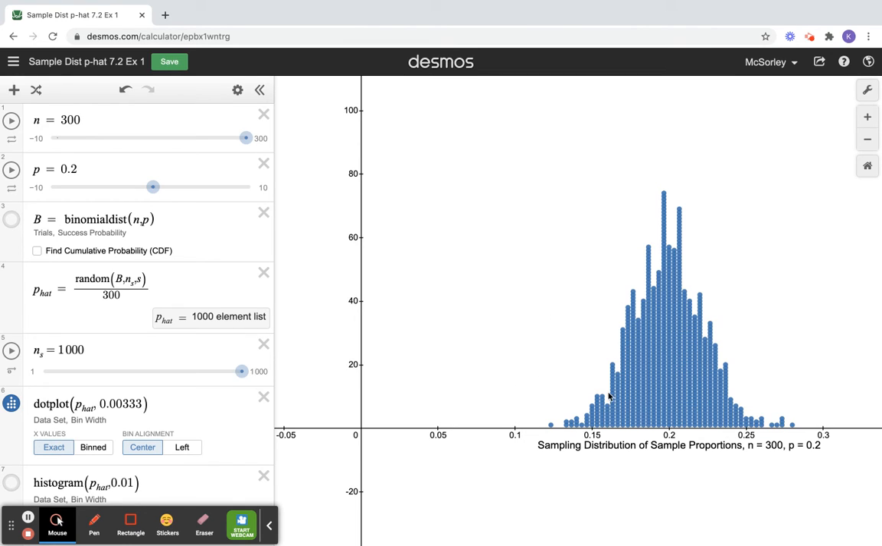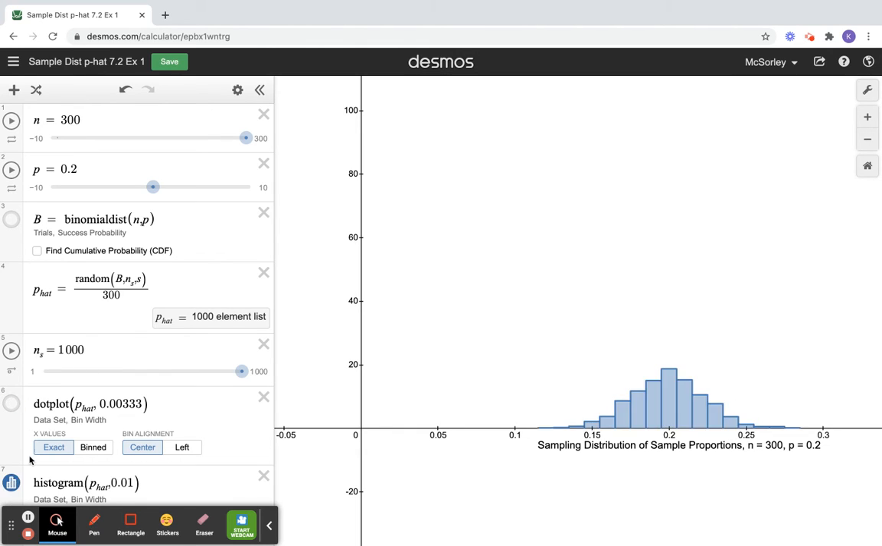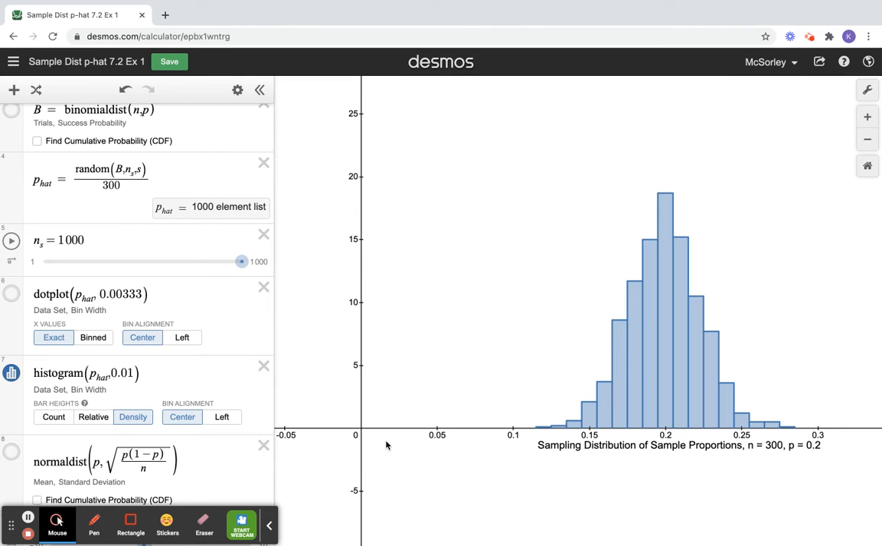And I could see, or start to see, what the sampling distribution of sample proportions looks like. I'm getting that bell shape that I would expect from what we just learned in the last slides. So let's look at this in terms of a histogram. This histogram looks even nicer and more bell-shaped.